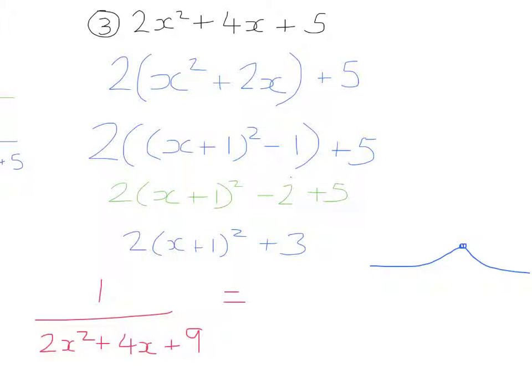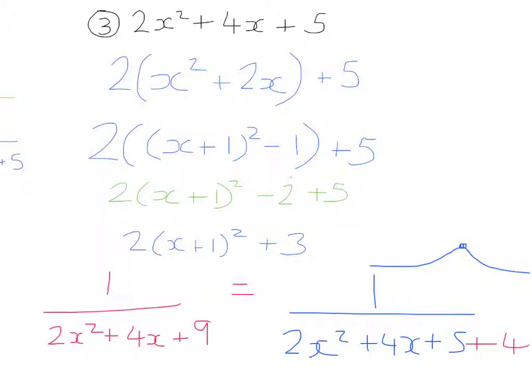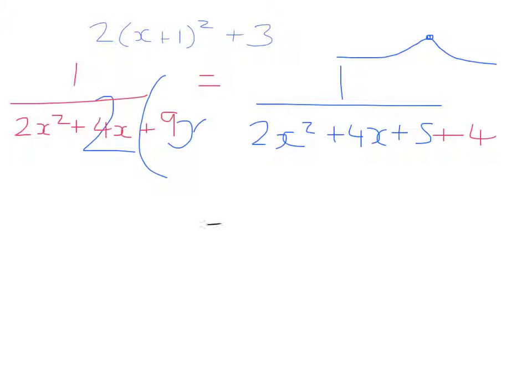2x squared here, 2x squared here, and 2x squared here. The b's, 4x, 4x, and the c's, slightly different, plus 9, plus 5. So the way that I make that the same is that I put what it was before, 2x squared plus 4x plus 5, and then I add 4 onto that to make it my plus 9, as that 5 plus the 4 makes the 9 here. So I write it as my 1 over my completed square from before.